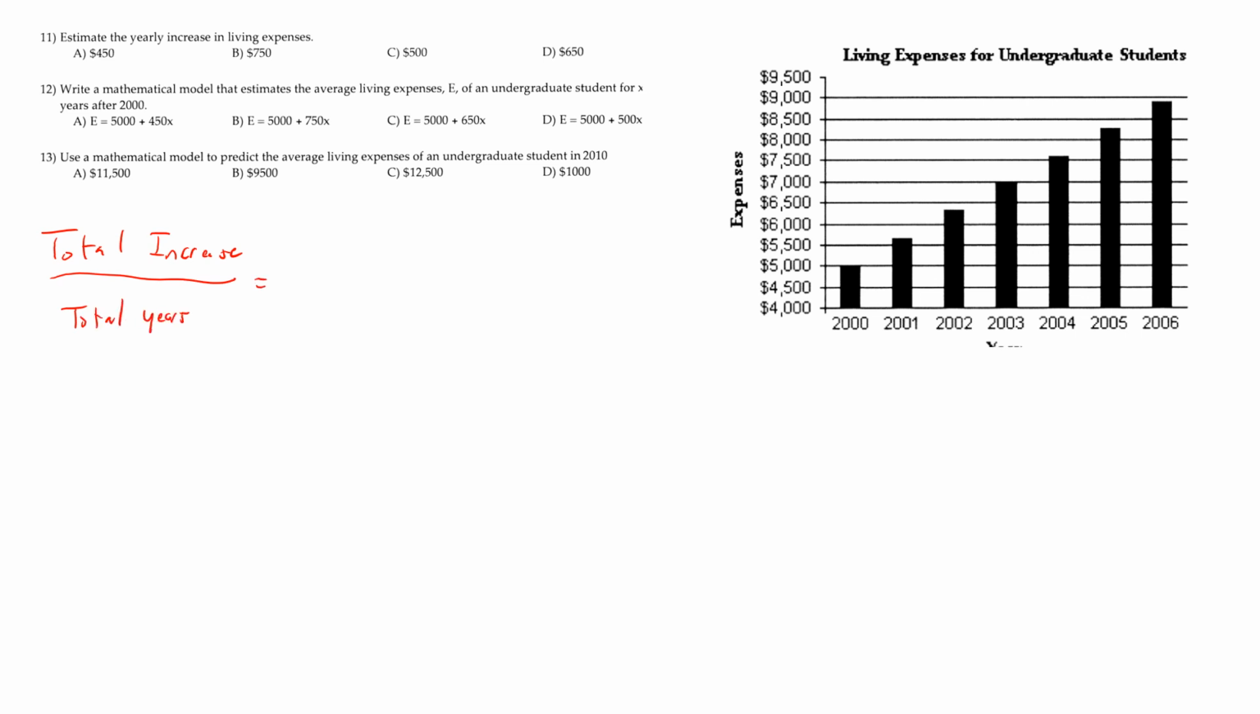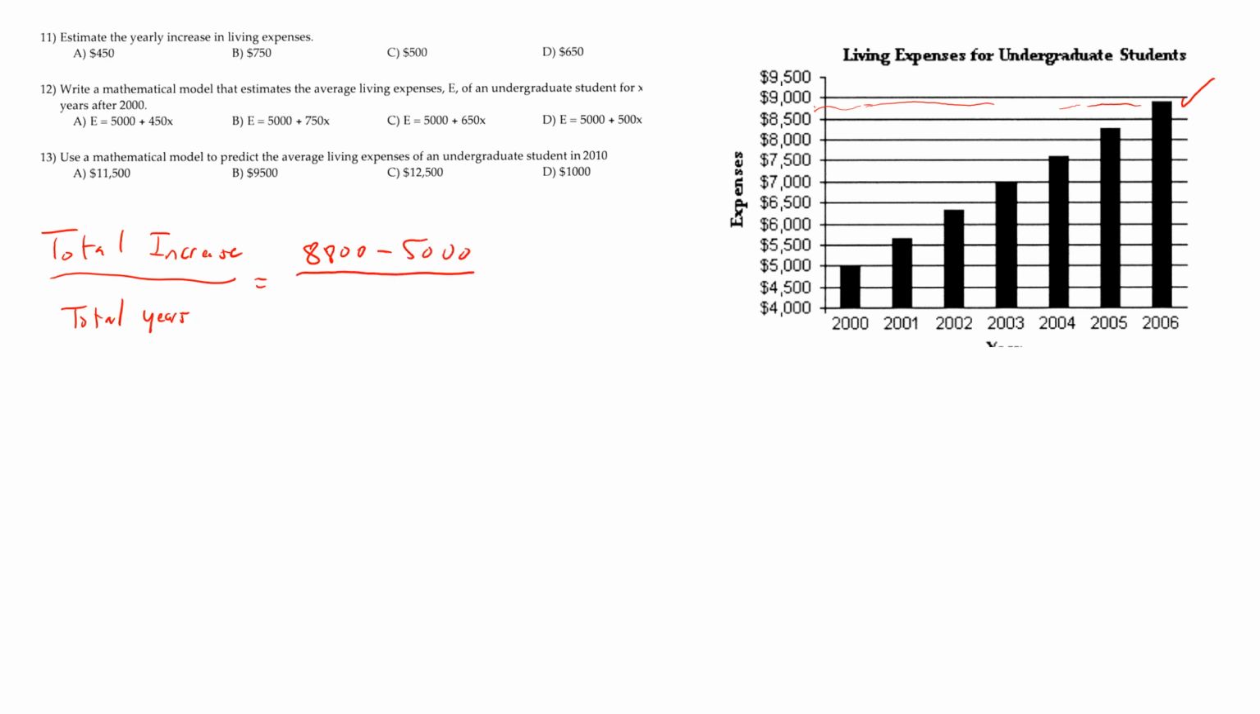Well, the expenses in 2006, up here, using my eyes, if I go across, again, we're just estimating, maybe that's 8,900 or 8,800. I could appreciate someone saying either one of those numbers. Let's say I used 8,800, and then the expenses in the year 2000 look like they're 5,000.